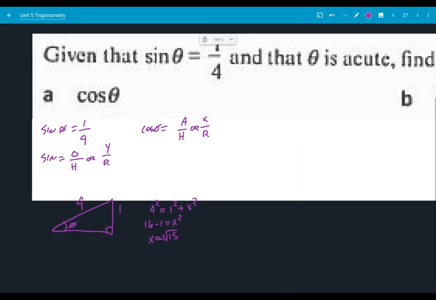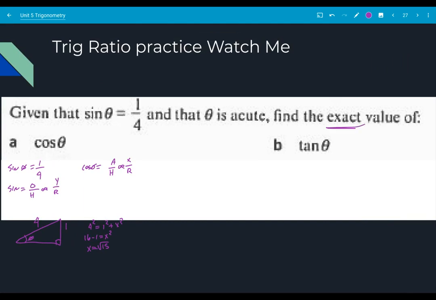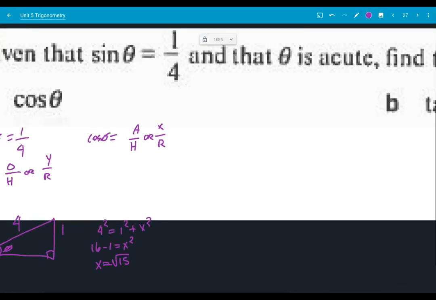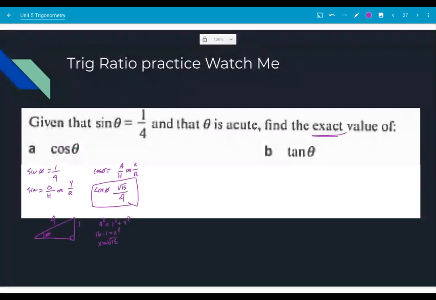So then cosine, the exact value of cosine, is going to be cosine of theta, square root of 15 over 4. That's your exact value.